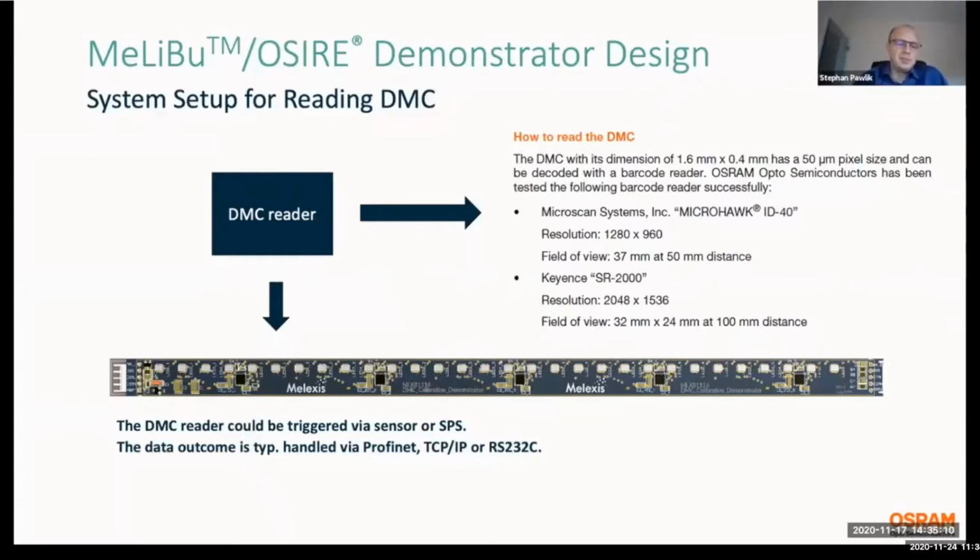Besides, the barcode reading should be done automatically. The start of reading can be triggered via a sensor or SPS. And there are different possibilities to handle the output information. So if you have a barcode reader in a similar performance range, it should be no problem at all to read the DMC barcode.